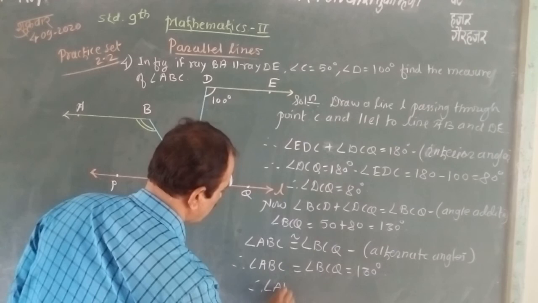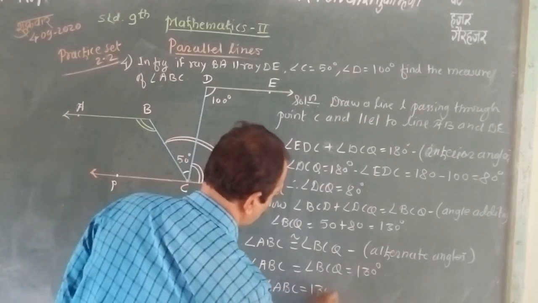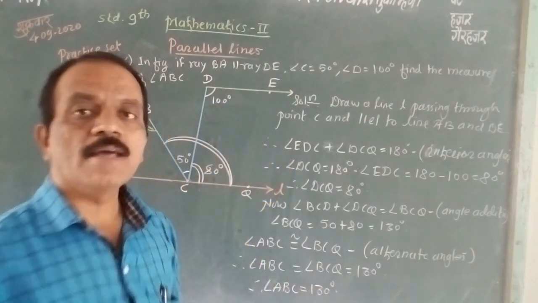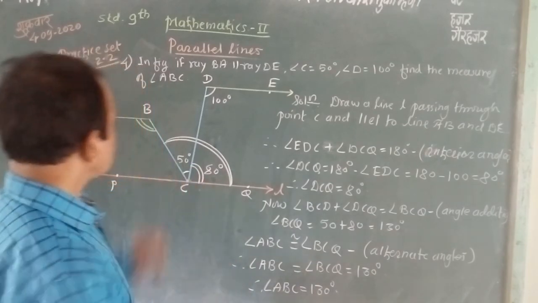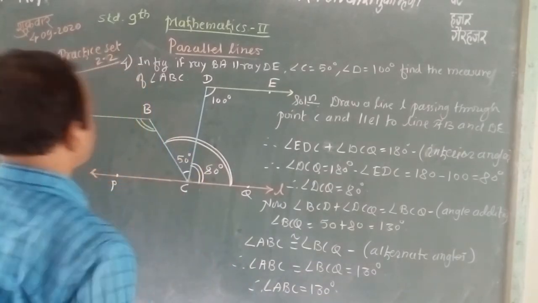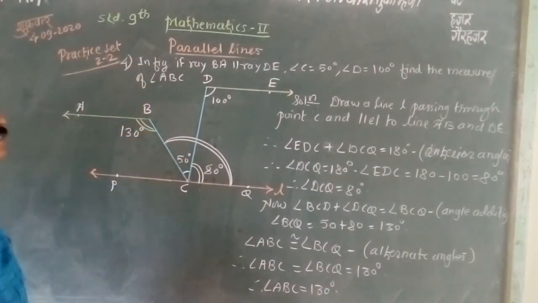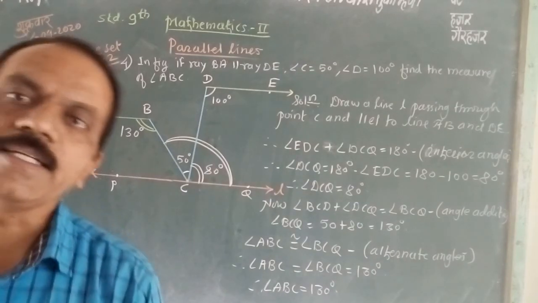Therefore, angle ABC is equal to 130. This is your answer. This is 50 plus 80, and we get the angle measure is equal to 130 degrees.